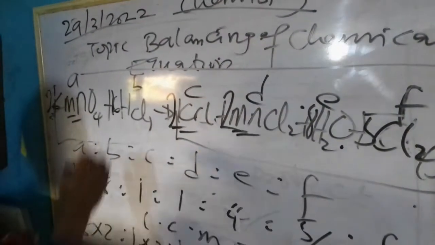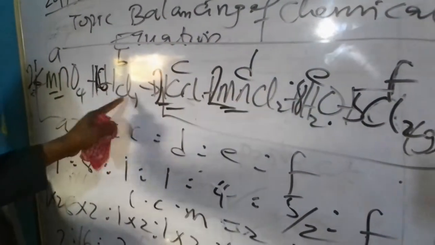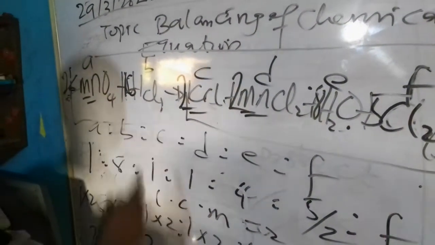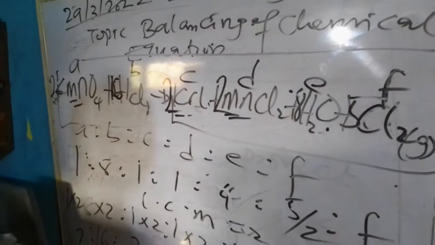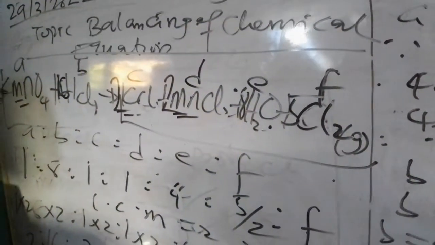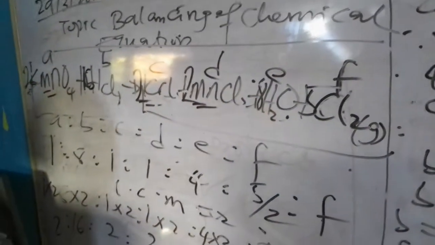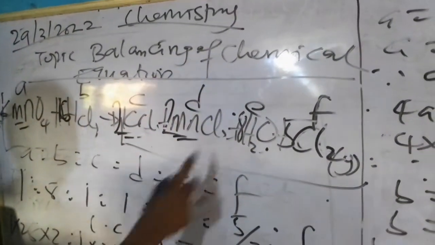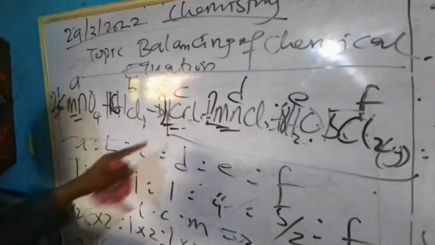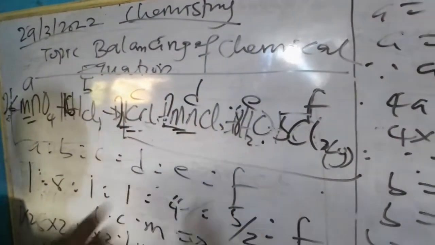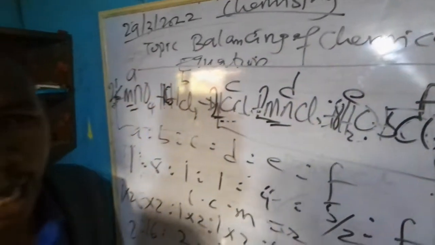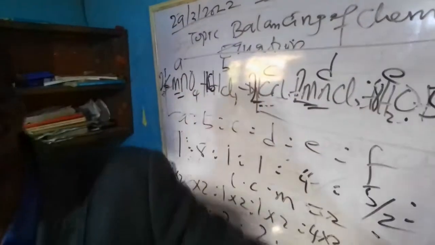Let's look at hydrogen. Our hydrogen is 16 in the reactant. Our hydrogen, 8 times 2, that is 16. Then let's look at chlorine. Our chlorine is 16. This is 2 chlorine plus 2 times 2, that's 4. 4 plus 2, that's 6. 5 times 2 is 10. 10 plus 6, that's 16. You can see that the chemical equation is balanced.